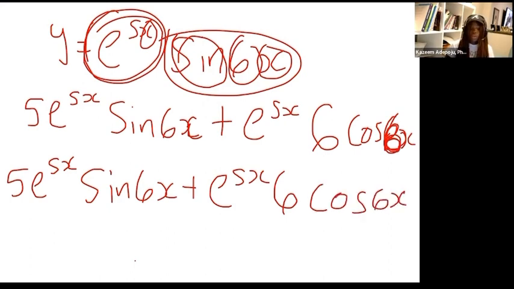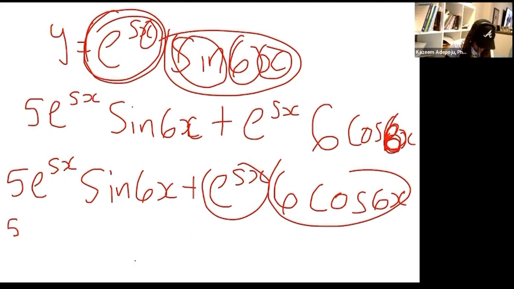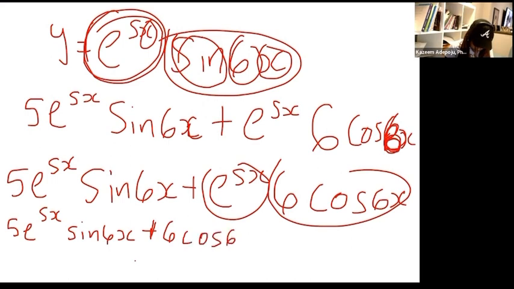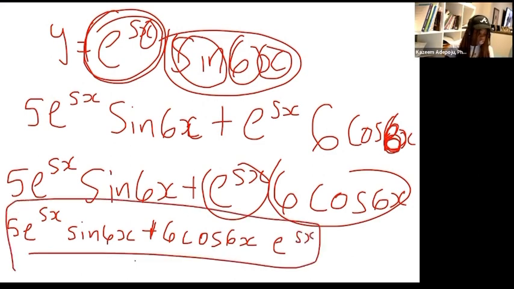But guys, they always want us to put it in our simplest form. So what we have to do is write this first and then write this later. It's going to be 5e raised to the power 5x sin 6x plus 6 cos 6x times e raised to the power 5x. Guys, we are done. This is super, super, super easy.